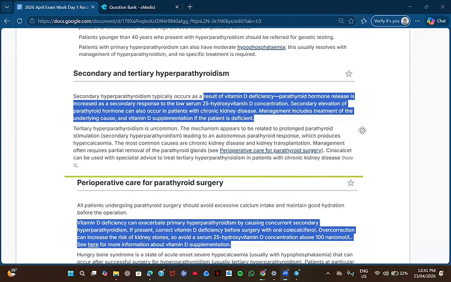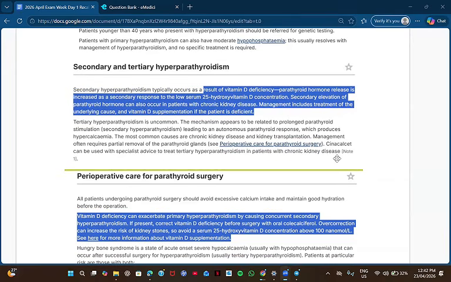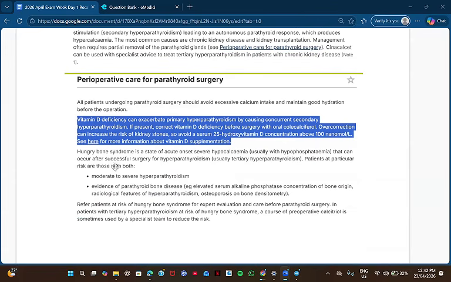The most common causes are chronic kidney disease and kidney transplantation, right? So management requires partial removal of the parathyroid gland, or you can use cinacalcet. So there's something you need to know, like perioperative care, because you all know for the primary one, the main treatment is surgery, right? So you should know about this perioperative care for parathyroid surgery, everything from the therapeutic guidelines.